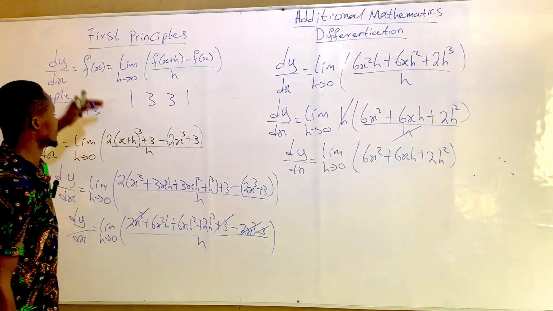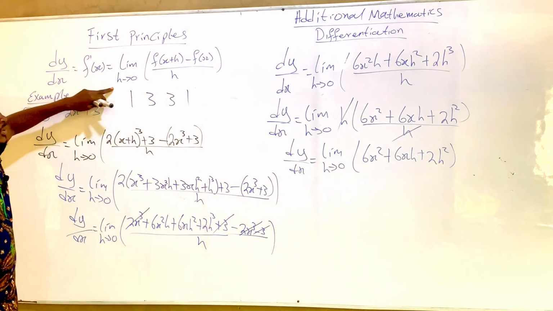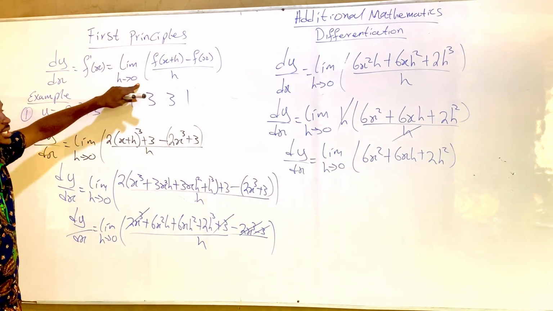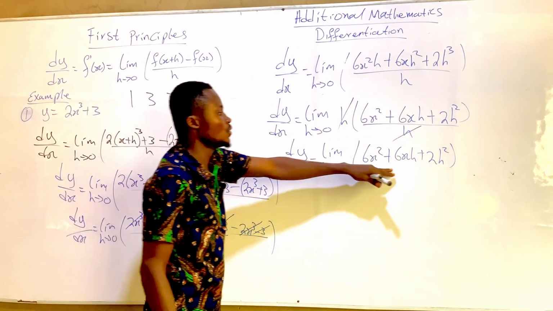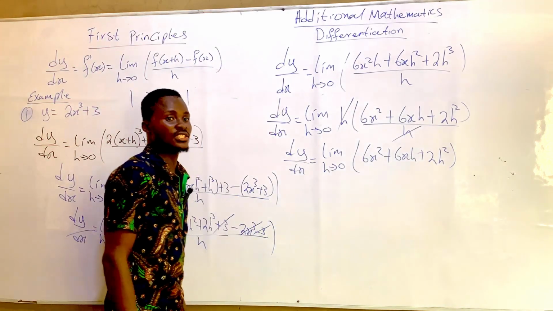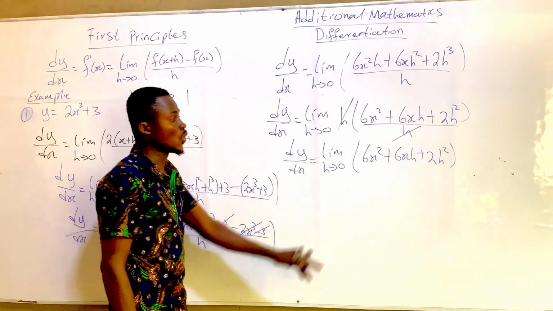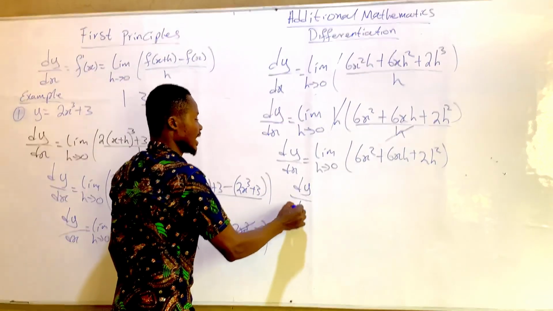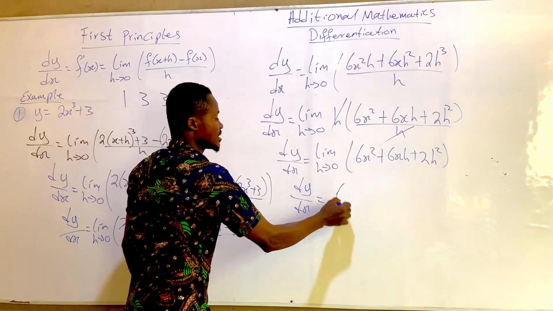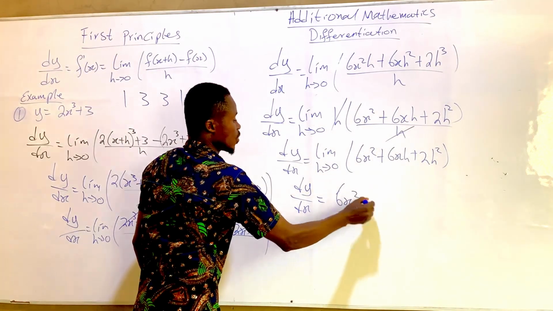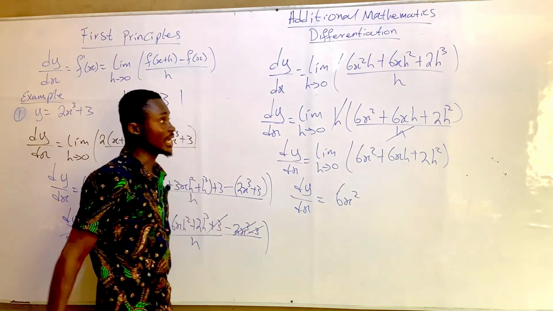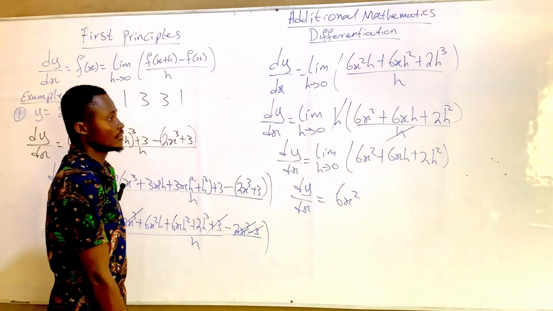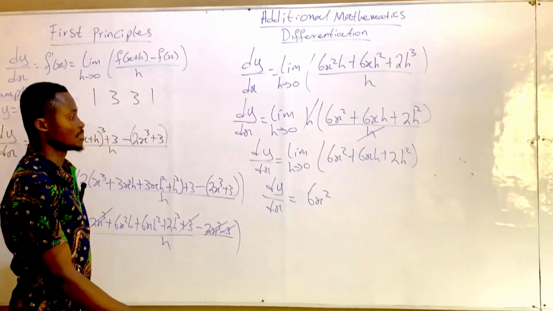Now, the principle says that h approaches 0. That means from here, wherever you see h in this function, we substitute 0 over there. So all this will be 0. Therefore, our dy over dx will be equal to 6x squared. So this is our final solution from the first principle.